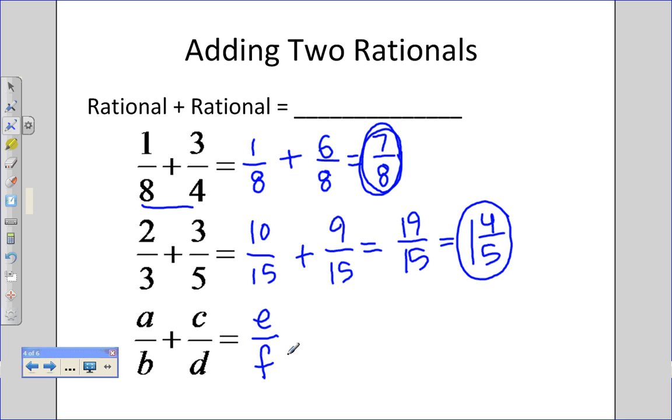So looking at this, we're starting with a rational, adding another rational, and we're getting a fraction. And we know fractions are rational. So then it makes sense that rational plus rational always equals a rational. Another way of saying it would be a fraction plus a fraction always equals another fraction.